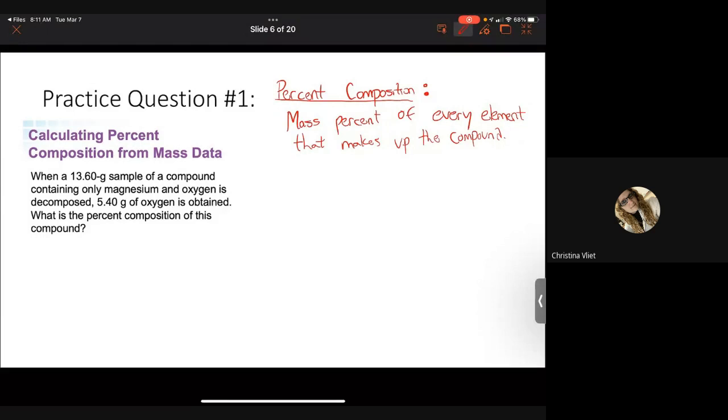Giving you some time. I want you to write down the question. The first scenario is you've got the data for your math, and you want to figure out what is the percent composition of the elements in the compound.